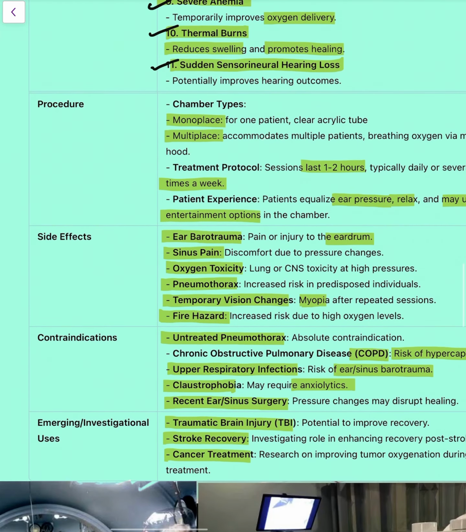Ear barotrauma can be there because of pressure changes. Suddenly the pressure will change and that will cause ear barotrauma. Sinus pain can be there.